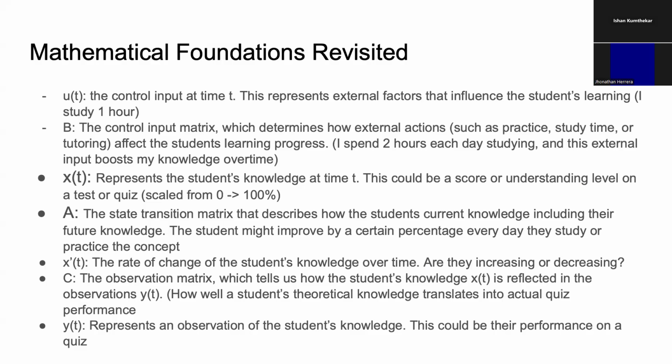The X prime is the rate of change of the student's knowledge over time. So are they improving? Are they not improving? C is the observation matrix, which tells how the student's knowledge at time t is reflected in the observation Y. So how well a student's theoretical knowledge transitions to the actual quiz, and Y is the actual output, how they perform. Okay, so do you guys kind of understand the equation so far?